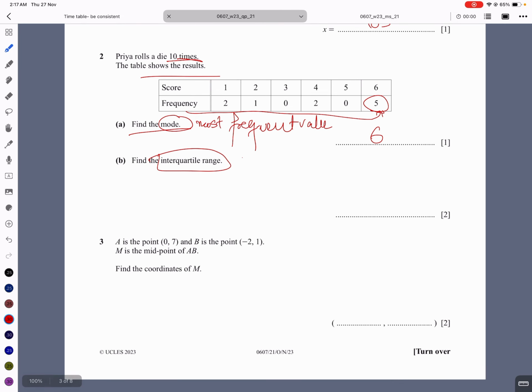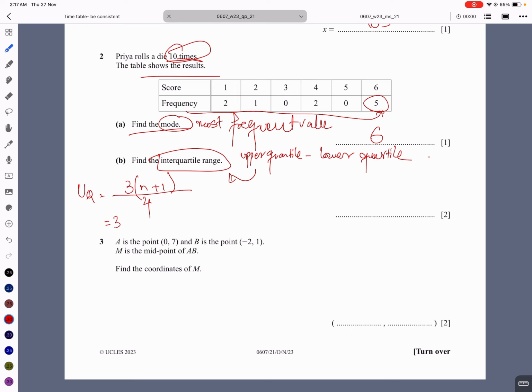In order to find the interquartile range, you must subtract the lower quartile from the upper quartile. So what is the upper quartile formula when frequency is given? When frequency is given, the upper quartile formula is this one. What is the frequency? It's given, 10 plus 1 over 4. So 3 multiplied by 11 divided by 4, which will give you 33 by 4.